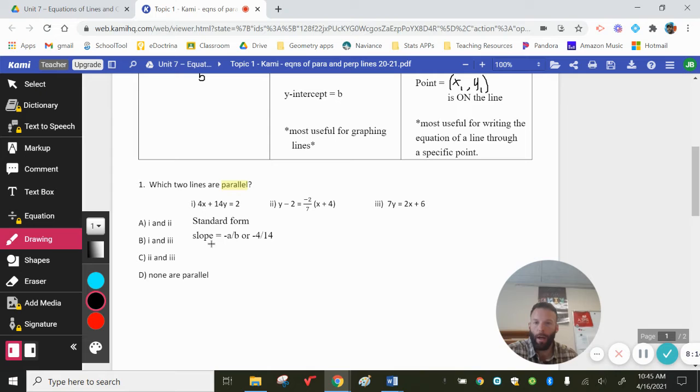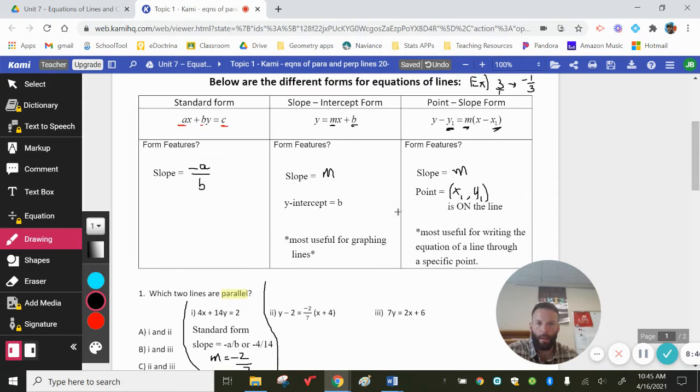One way you might want to rewrite that is that the slope, or m, would be negative 2 over 7. If I simplify that fraction, it would be negative 2 over 7. Now, let's talk about this next line. What form can I recognize? y minus 2 is equal to negative 2 over 7 times x plus 4. That form is just like point-slope form: y minus 2, or y1, is equal to m, the slope, times x minus x1.